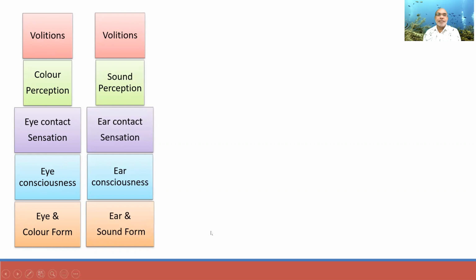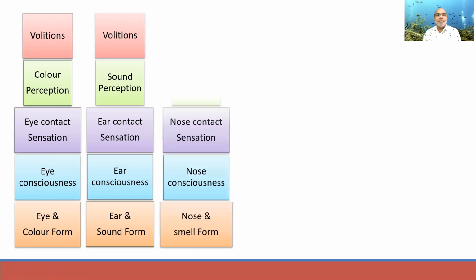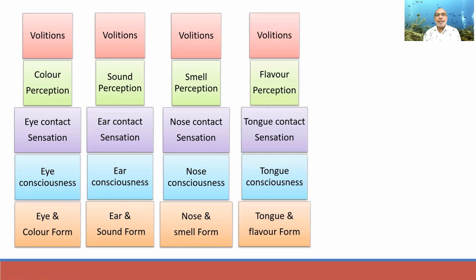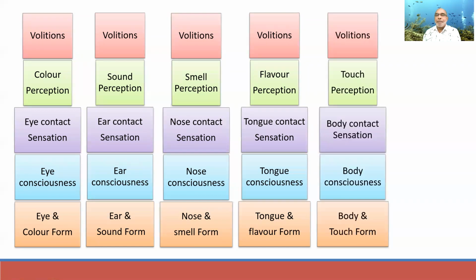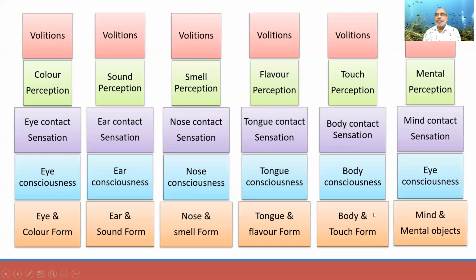Similarly for the ear. There are 5 of them. Similarly for the nose. And when the tongue is activated, that meditation you can especially do while you are taking meals, while you are eating. You can become mindful of the process happening at the tongue. Then the body, again the 5 levels you can see, and the mind.